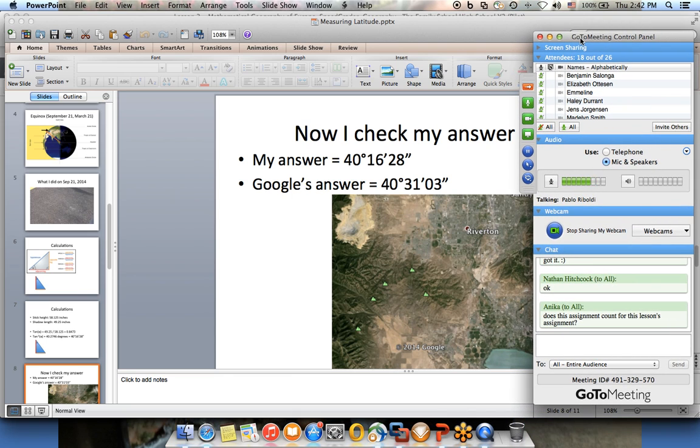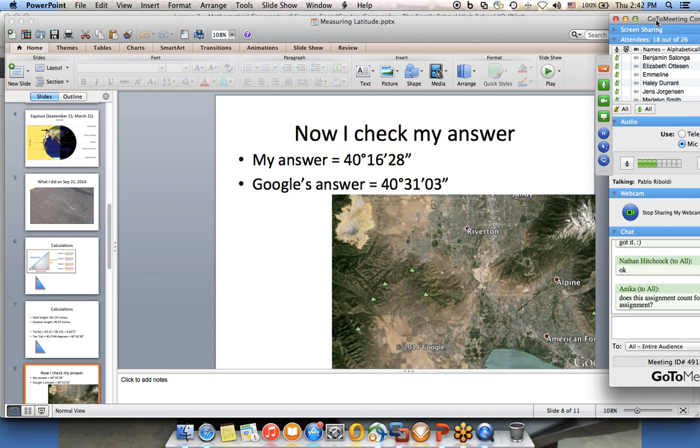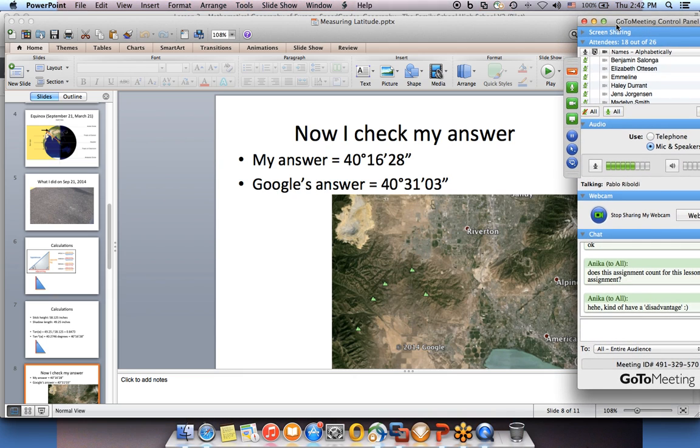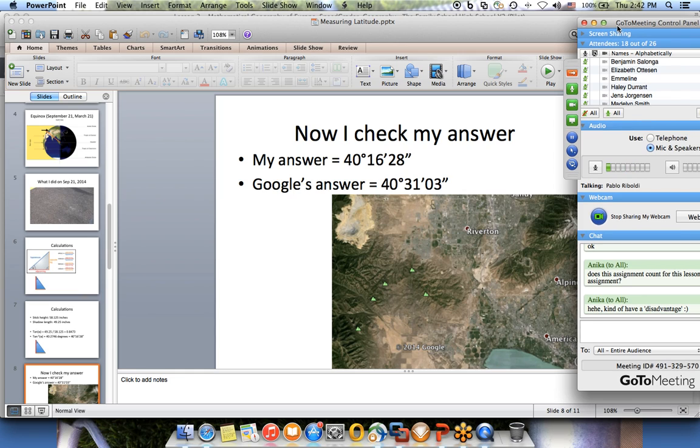Does this assignment count for this lesson's assignment? Yeah, probably. I'm going to make it count for this lesson's assignments, so submit it in this lesson's assignment. I'm going to write it up and put it for this lesson. And because this is a little extra hard, let's do it for 50 points instead of 35. What do you think? Is that all right?